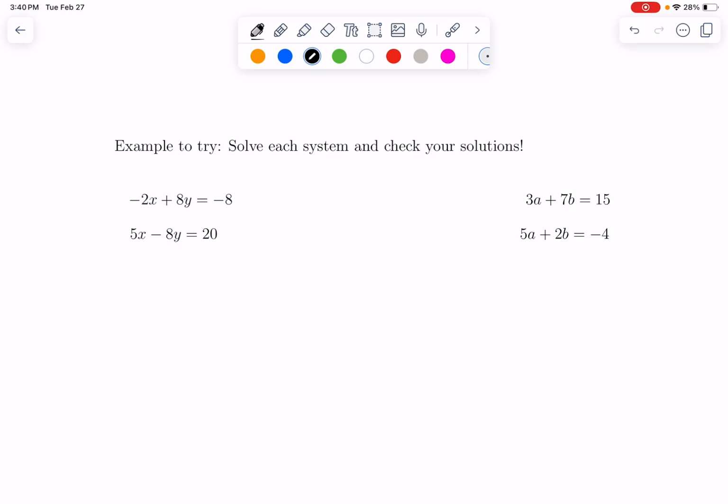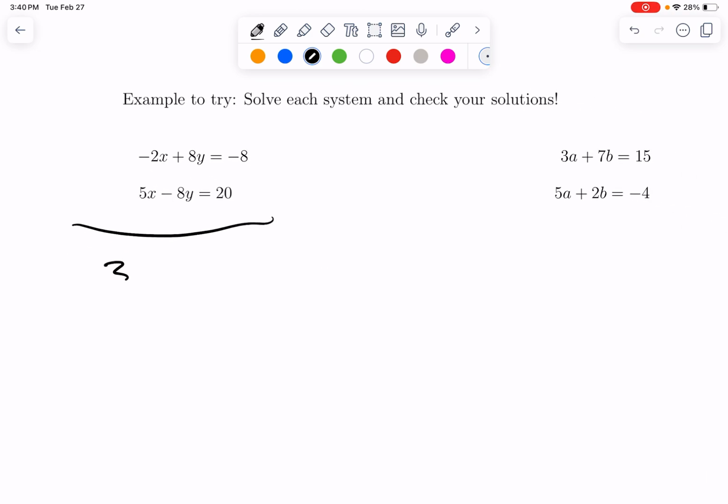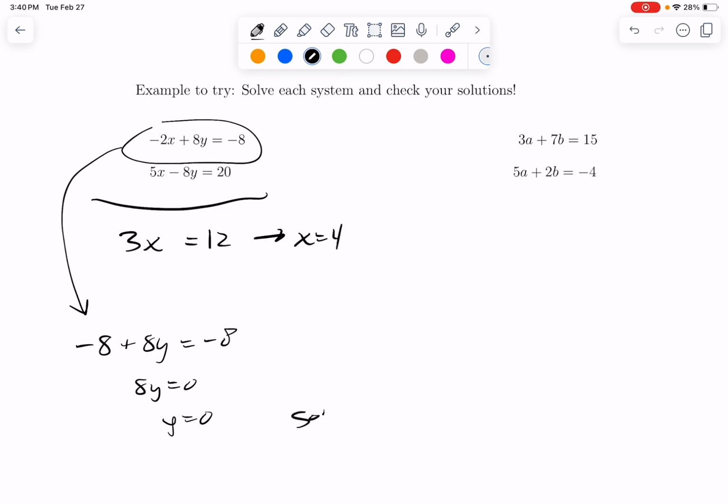Okay, so my solutions. Here I notice that the 8y and the negative 8y will cancel right away. So when I add this up, I get 3x equals 12, which means x equals 4. If I plug that in to, say, the first equation, I have negative 8 plus 8y equals negative 8. So 8y equals 0 and y equals 0. That's not an error. Sometimes when we solve things, the solution is the number 0. So our solution here would be the combination x equals 4 and y equals 0.